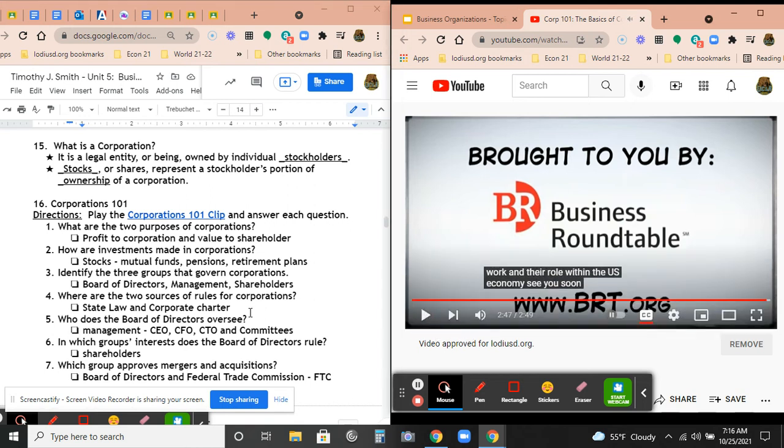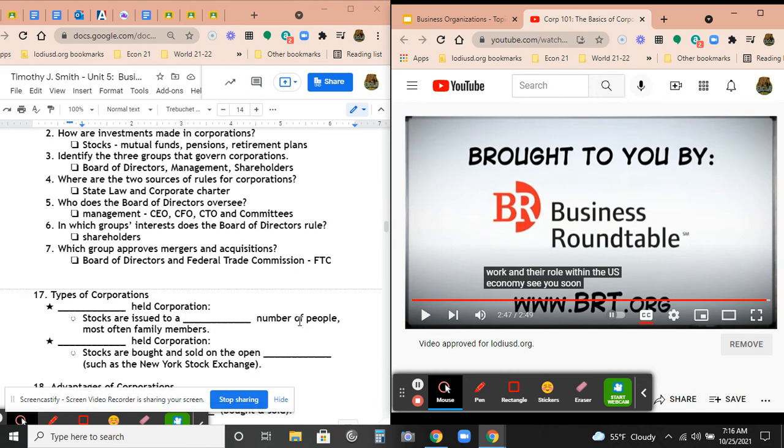Okay, they're right. The board of directors for the corporation approves mergers and acquisitions. But for the government, it's the FTC, the Federal Trade Commission, that will approve mergers and acquisitions.